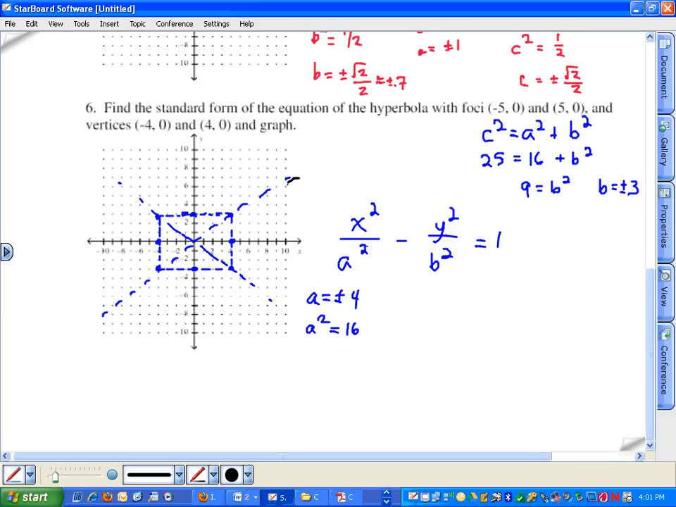Now the hyperbola fits in, goes through that vertex, and here we need the location of the foci, plus or minus 5. So one focus is there at positive 5, the other focus is there at negative 5. And that's part 1 of this review.